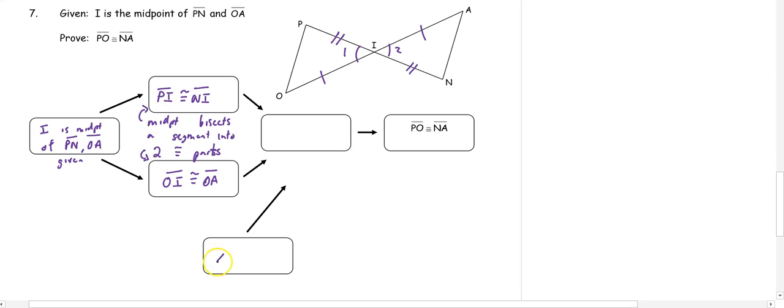Then the other thing we also marked was that angle 1 is congruent to angle 2 because vertical angles are congruent. Then I need to show that my triangles are congruent. So now that I have those three boxes pointing to the same box, triangle POI is congruent to triangle NAI by side angle side. And the last step would be our given, which was already typed in, by CPCTC.